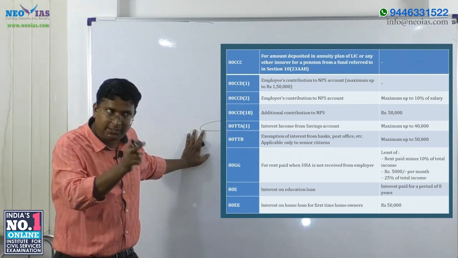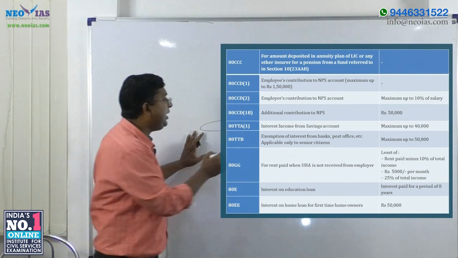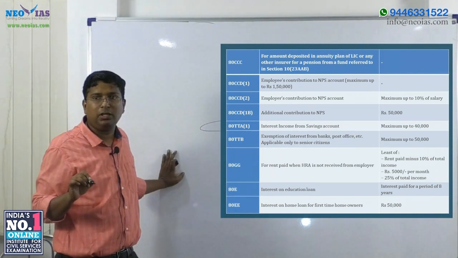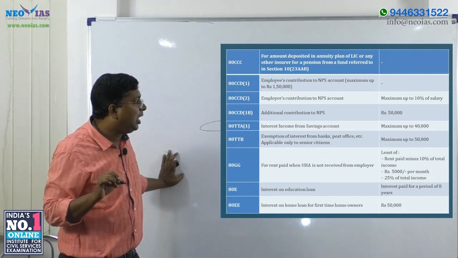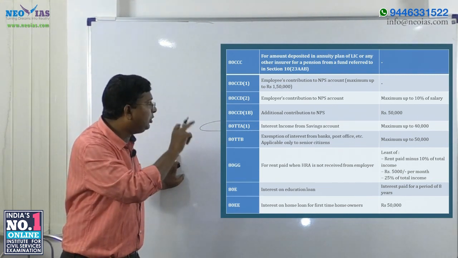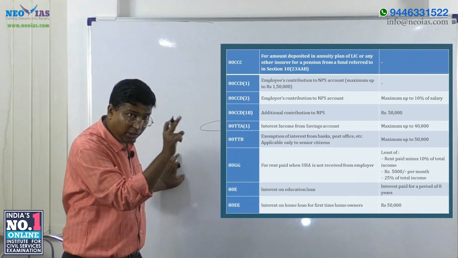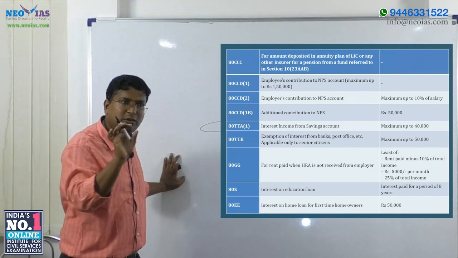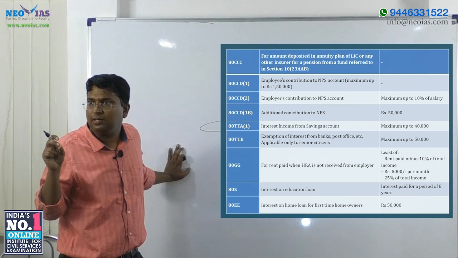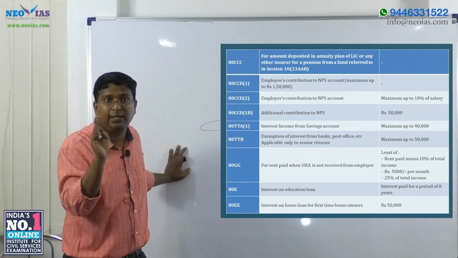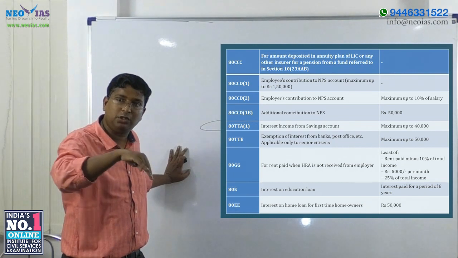Okay, this budget has increased the limit on interest income from savings accounts. Not only savings accounts: interest income up to 10,000. Sorry, interest income from savings account is up to 10,000, and maximum I'll tell you 40,000 is for other interest income. This budget has increased the TDS, tax deducted at source, from 10,000 to 40,000.